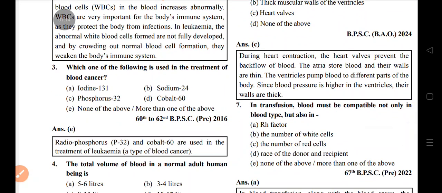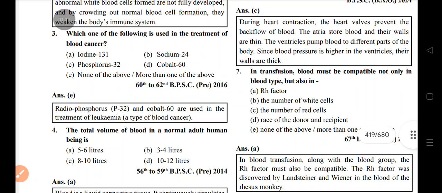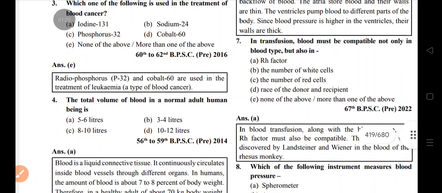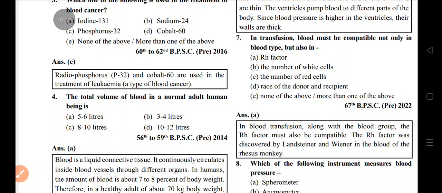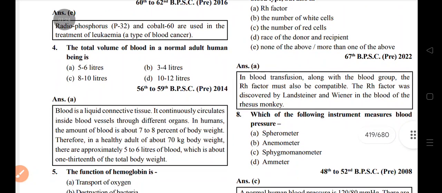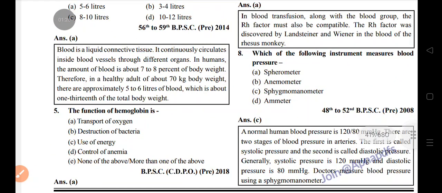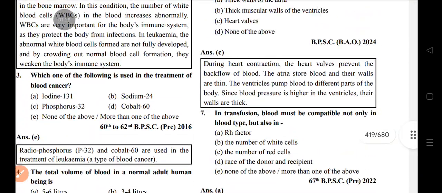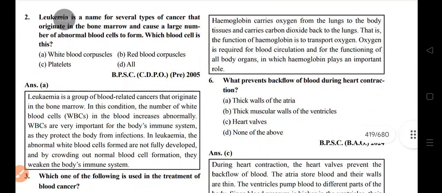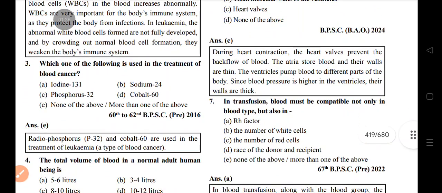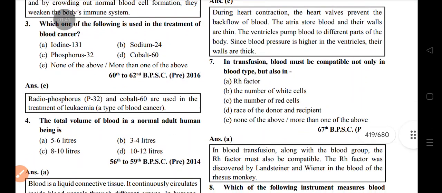Used in treatment of blood cancer: radio phosphorus P-32 or cobalt 60. Total volume of blood in a normal adult woman is 5 to 6 liters. Function of hemoglobin is transport of oxygen. What prevents backflow of blood during heart contraction? Heart valves. In transfusion, blood must be compatible not only in the blood type but also in RH factor.